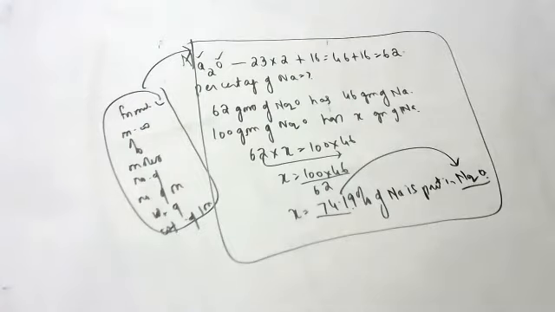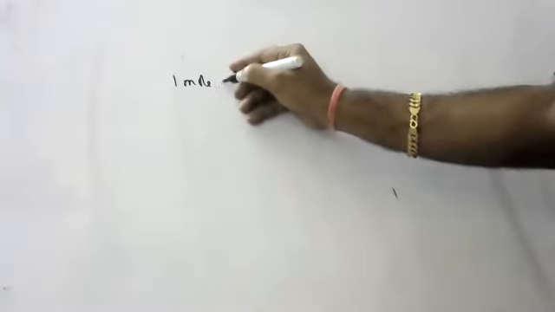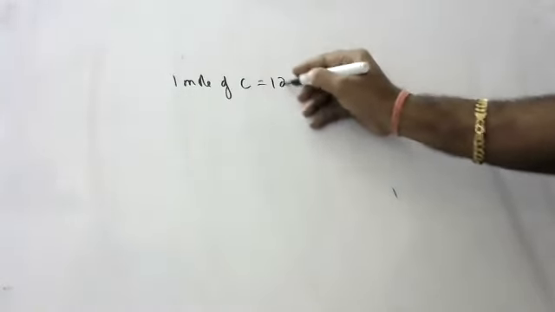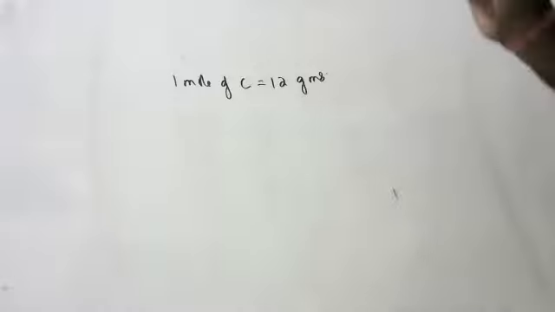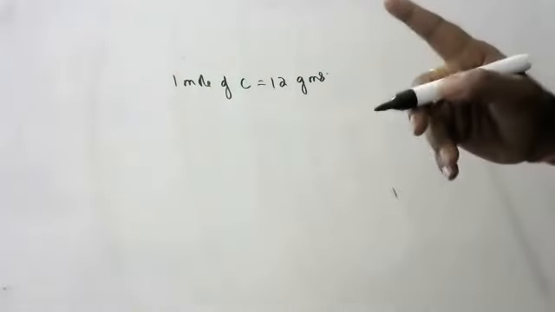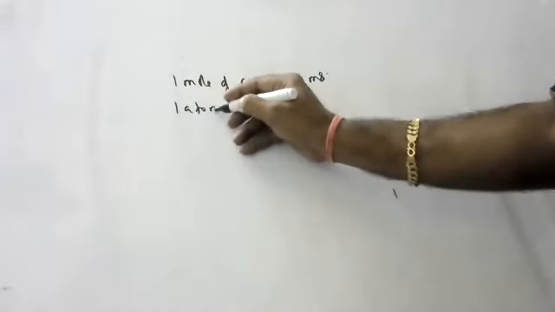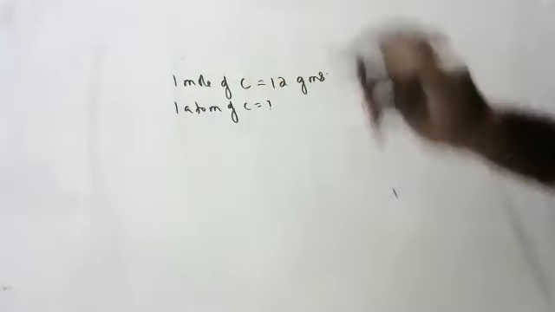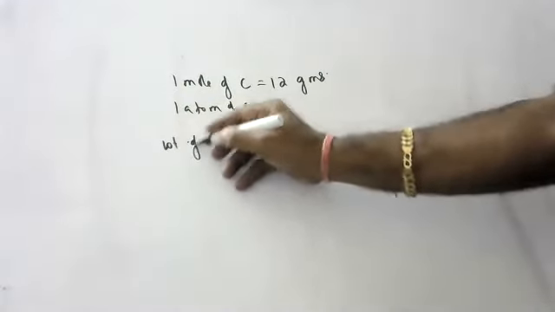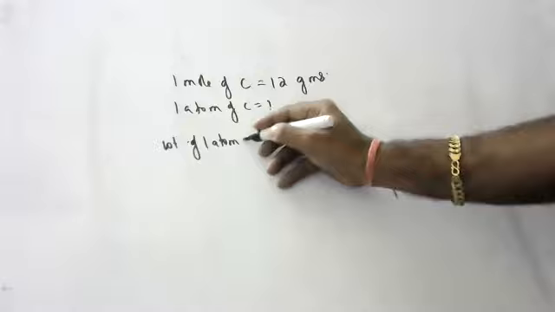Okay, one more question. Can anyone tell this, children? See here, he's saying 1 mole of carbon is 12 grams. What is the mass of one atom of carbon? Indirectly, he wants the weight of one atom of carbon.